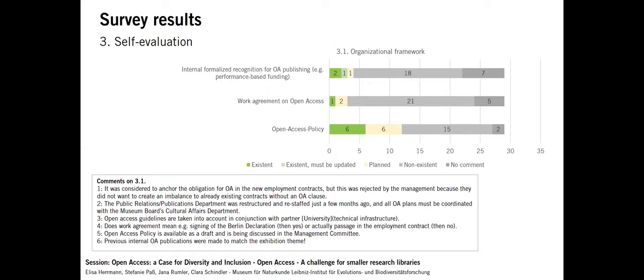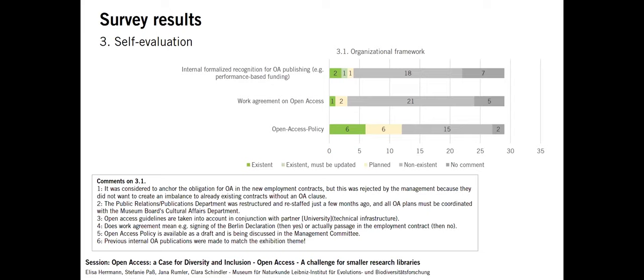So let's take a view on the comments. By the way, the codes of the survey are available, of course. We just decided to shorten them here for a proper visualization and better readability. So concerning working contracts, one answered, it was considered to anchor the obligations for OA in the new employment contracts, but this was rejected by the management because they did not want to create an imbalance to already existing contracts without an OA clause.